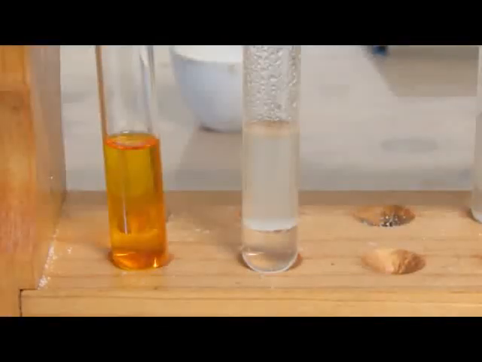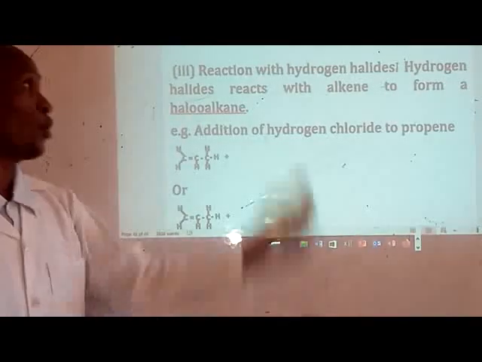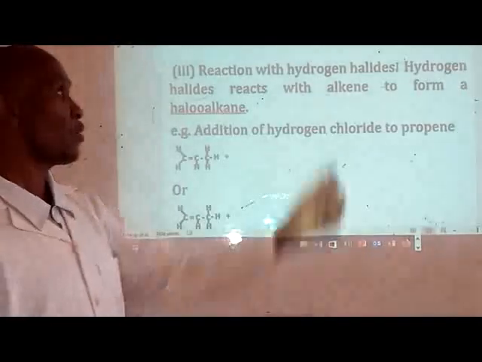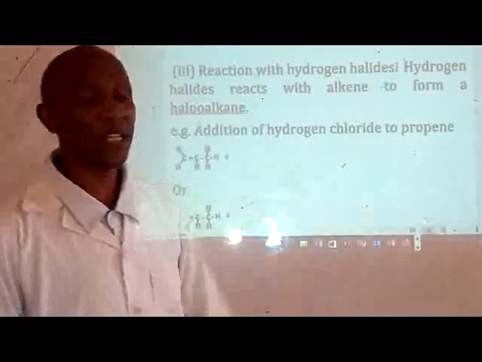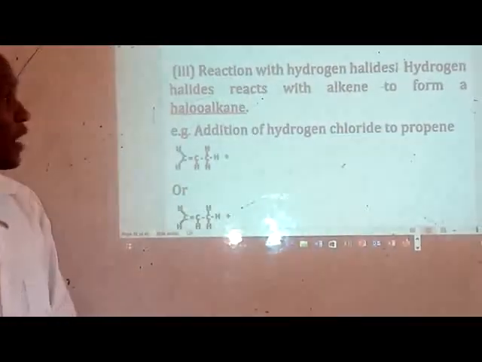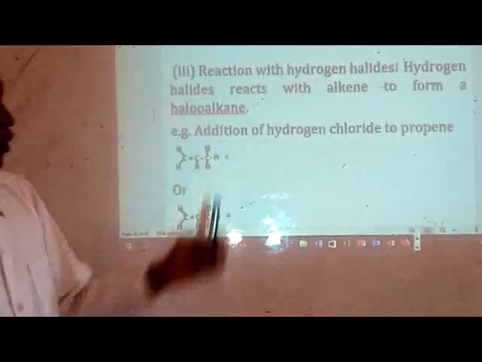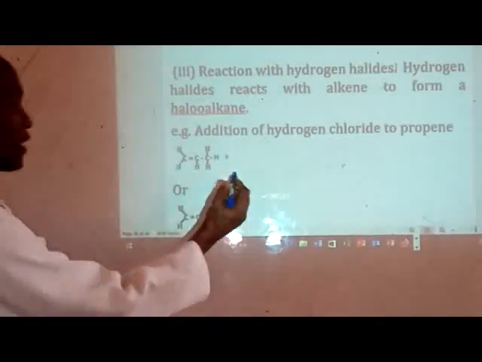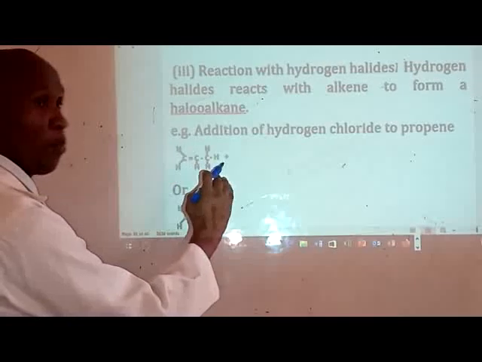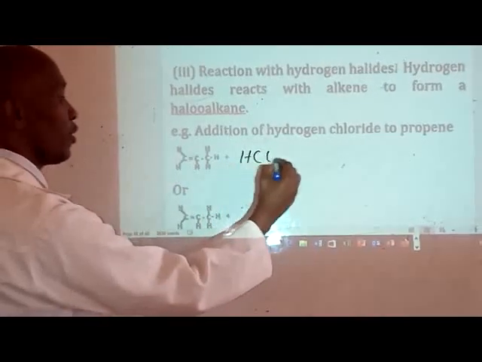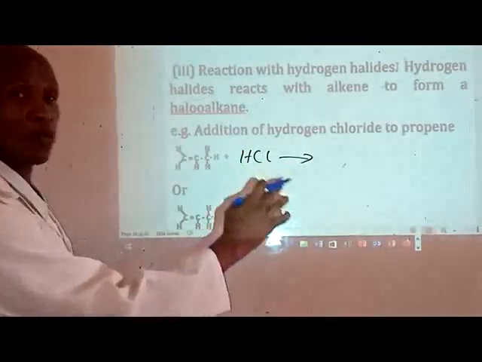Here are the two test tubes side by side. Now next, hydrohalogenation. As the name suggests, we are going to be adding a hydrogen halide. We will just do that with an example. This is propene plus hydrogen chloride, not hydrochloric acid.